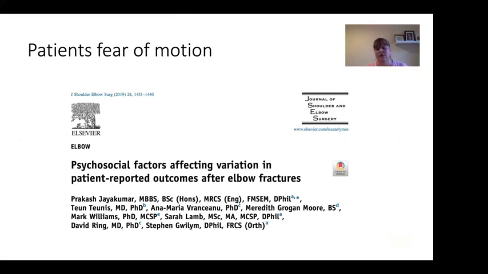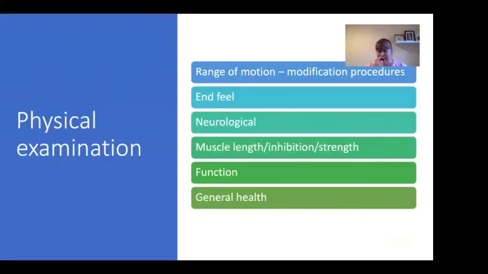So therefore, sometimes it's not so much about what we do with the patients, it's more about what we say to the patients, how we empower them to actually make them feel confident to mobilize early and in a protected range. So the physical examination, after we've taken that history, is to look at the range of motion, and we'll look at modification procedures to see whether we think it is due to muscle tightness or capsular restriction. What's the end feel like?